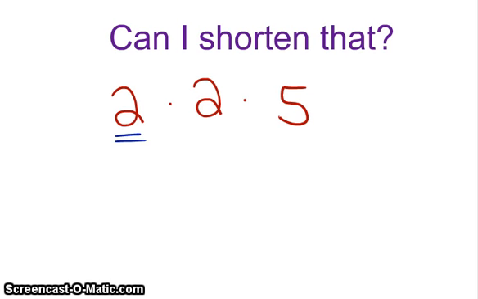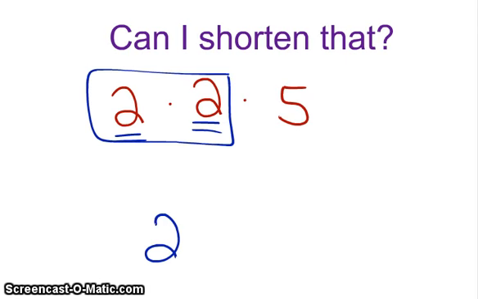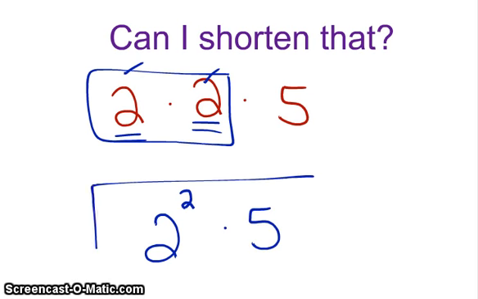Anytime I see 2 times 2, I have 2 of the same number. I can say how many are there? 1, 2. And I can make it an exponent. So 2 to the second power, or 2 squared, times 5 is also the correct answer for the factorization of 20. I can shorten it by combining those 2's together.